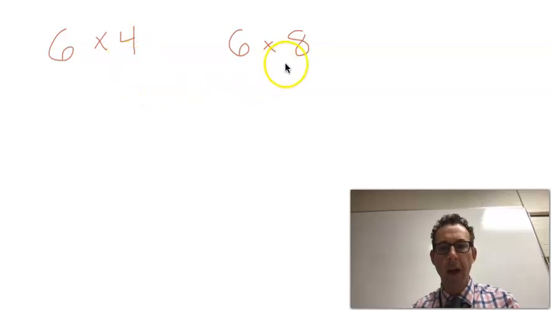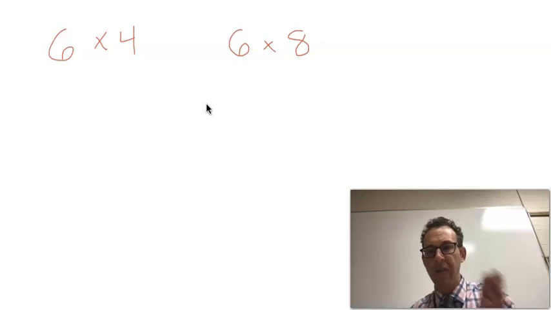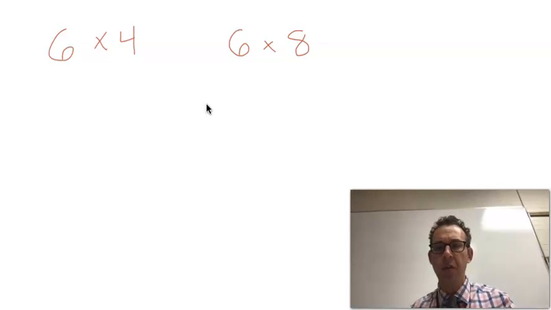Multiplying by 4 and by 8 can be some of the most challenging facts to commit to memory, but they become much easier when you think about multiplying by 2. Why by 2? Well, multiplying by 2 really just means double. 5 times 2 means double 5, 10. 9 times 2 means double 9, 18. But how does that help us with times 4 and times 8?